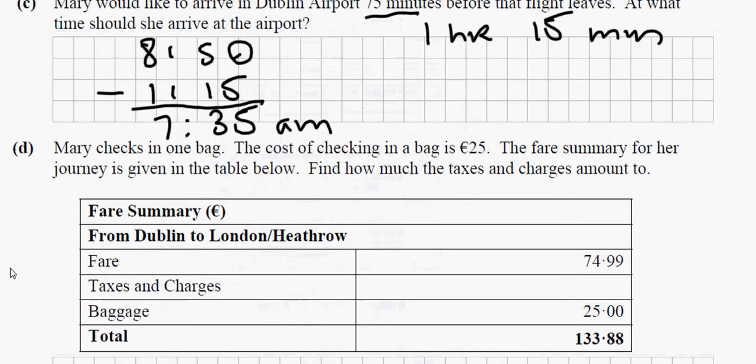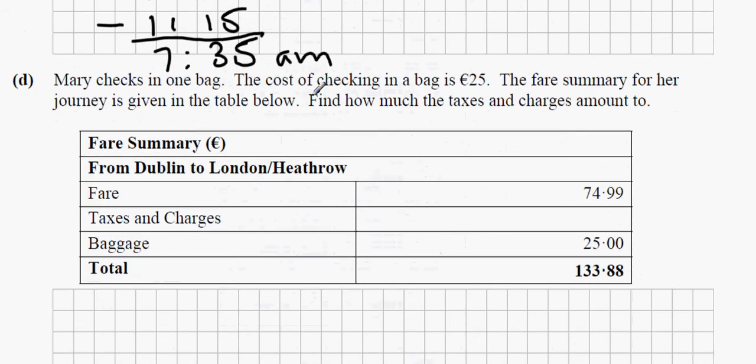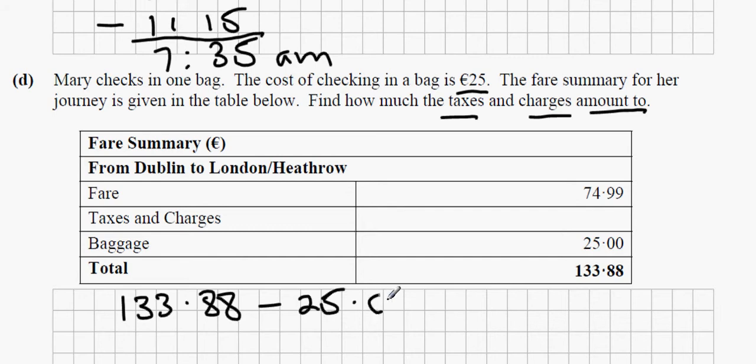Mary checks in one bag. The cost of checking in the bag is €25. The fare summary for her journey is given in the table below. Find how much the taxes and charges amount to. Okay, so we have to find out basically the total is 133.88. Let's take away the baggage of €25, and then let's take away the fare, which is €74.99, and then we can check on the taxes this way.